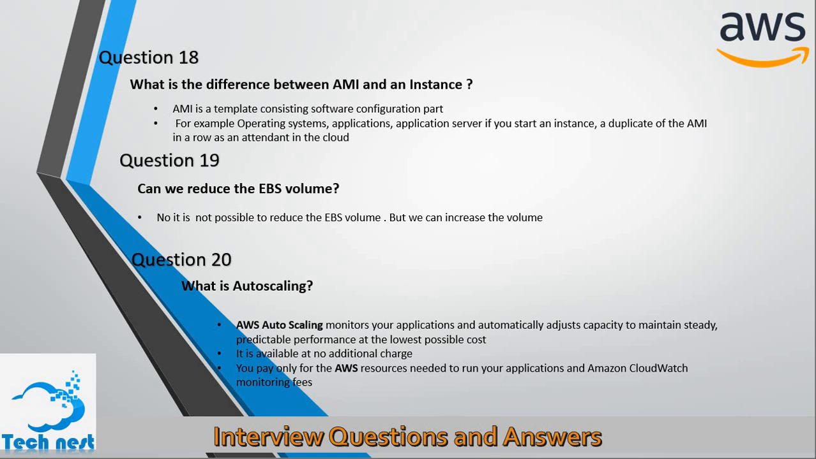What is the difference between AMI and an instance? AMI is a template consisting of software configuration, for example, operating systems, applications, application server. If you start an instance, a copy of the AMI runs as an instance in the cloud.